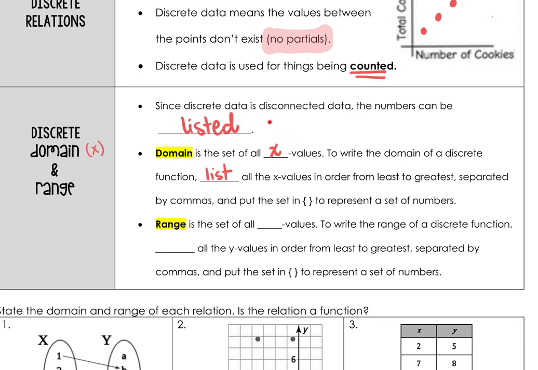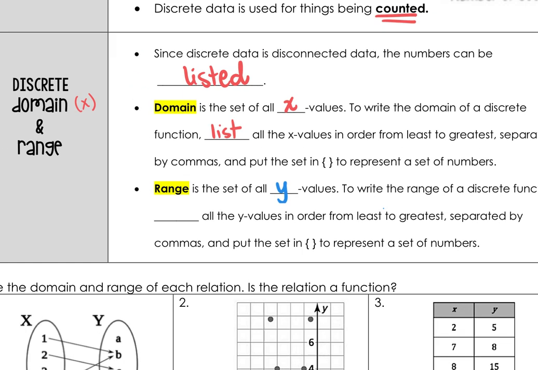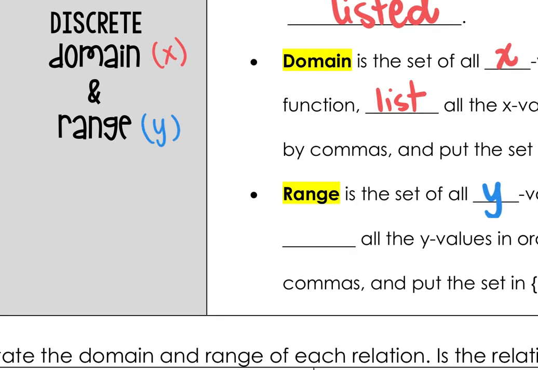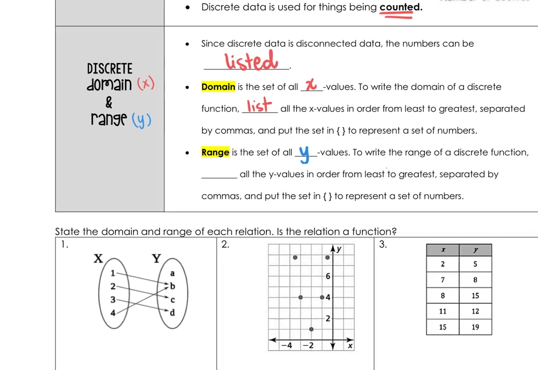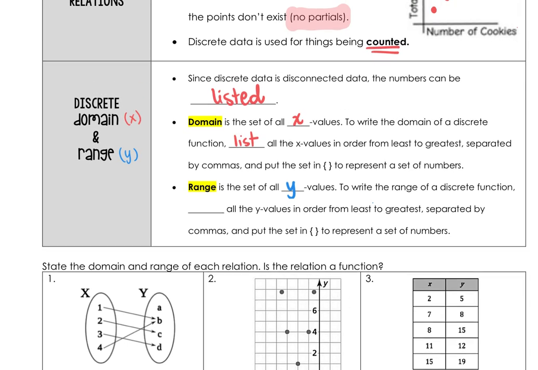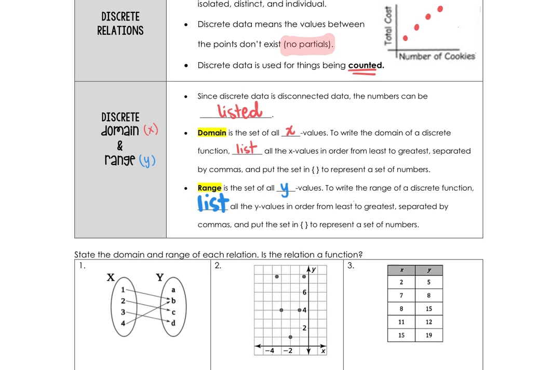All right? So domain is just the x's of our function. So if domain is the x's of our function, what do you think the range is? There, very good. Range is the set of all y values. So again, when we're talking about range, we're talking about what are the y's. And we're going to write the range just like we would write the domain. We're going to write it as a list of all those y values. We're going to put that list in order from least to greatest. We'll separate it with commas, and we'll use those pretty little brackets to group them together, okay?